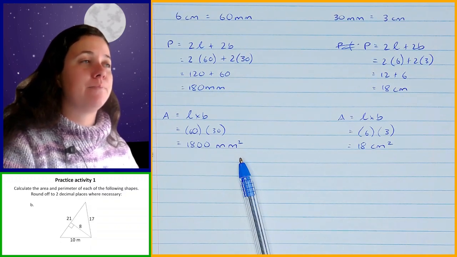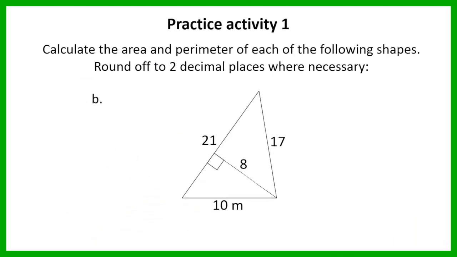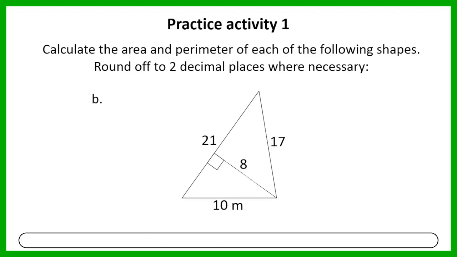Question B. Here you need to find the area and perimeter of this triangle. I'm going to give you 1 minute for this example as well.